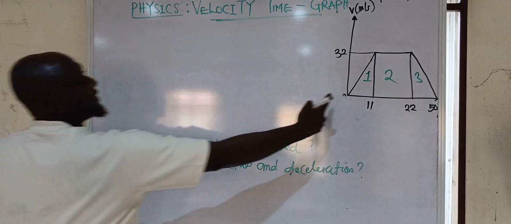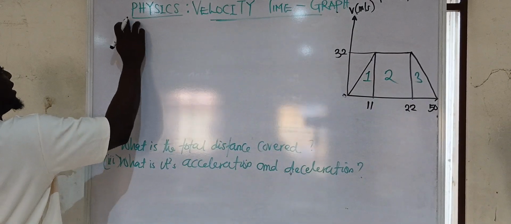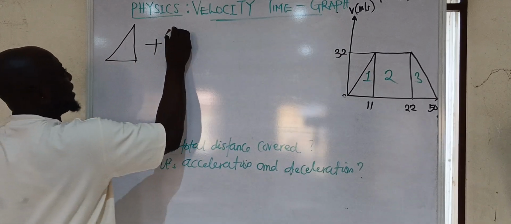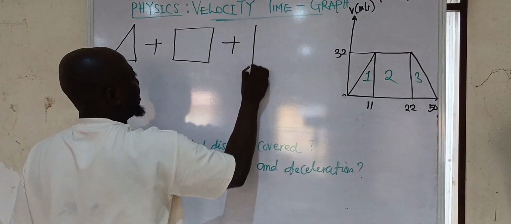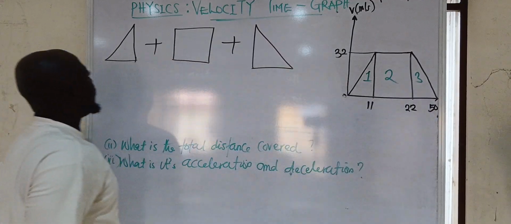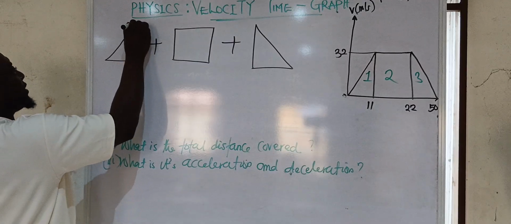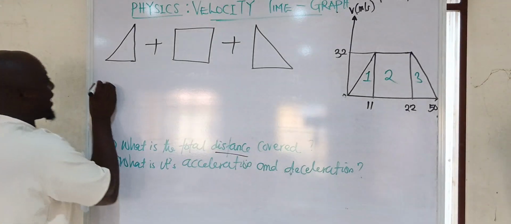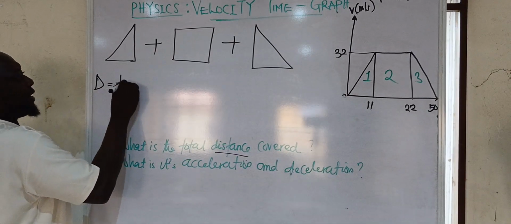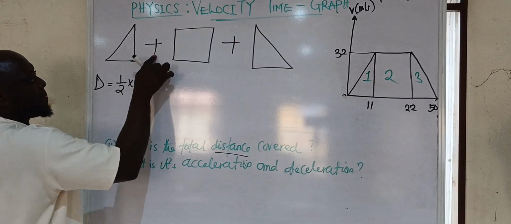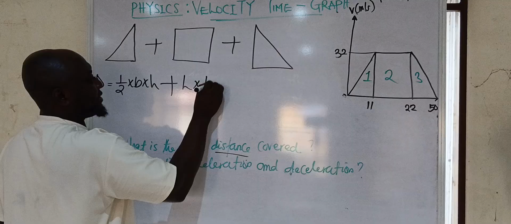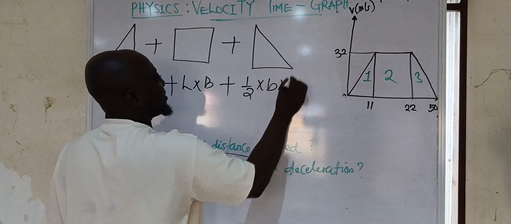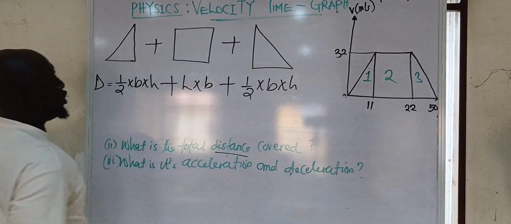So we said that we are adding each of these. First, I'm having the first diagram, which is a right angle triangle here, plus this rectangle here, and then plus this one here. So what we are going to work with is the area, because we want to calculate the total distance. The area of this one is half base times height, plus here is length times breadth. This is a rectangle, plus here I'm having half base times height. So this is the value we just need.